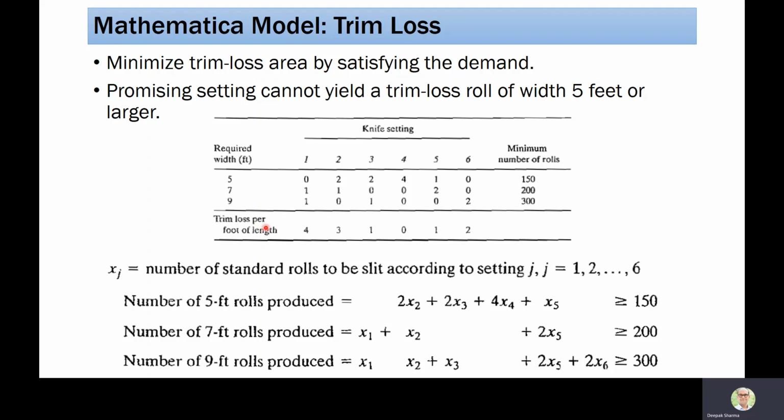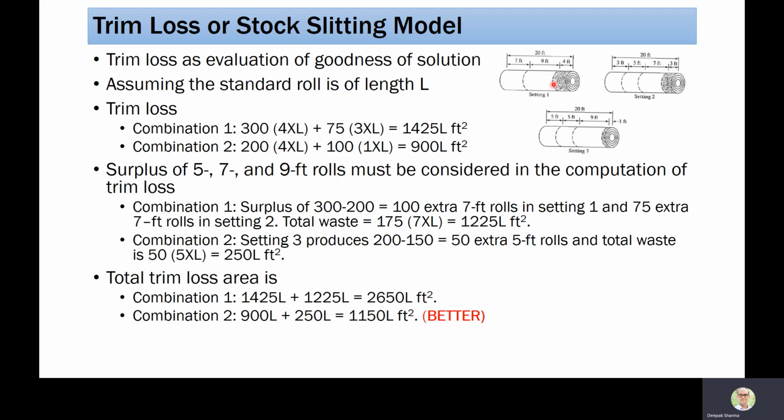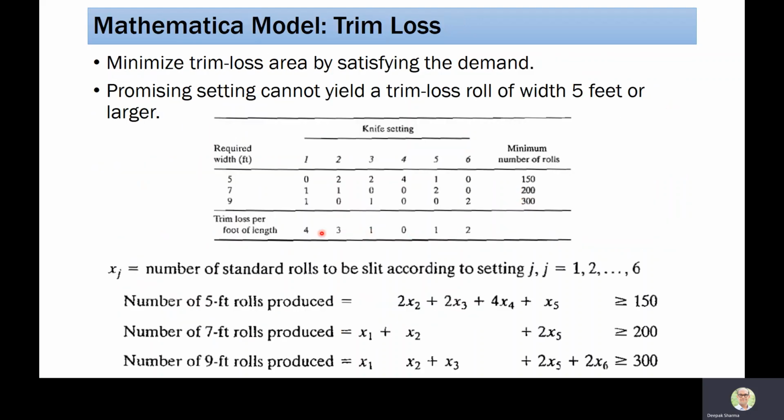Now trim loss. So you know how the trim loss was calculated. In the table, if we take setting number 1, the loss will be 4 feet. Then for setting 2 it is 3 feet. So it is matching with our understanding in the previous slide. So for all the 6 settings, the loss is given.